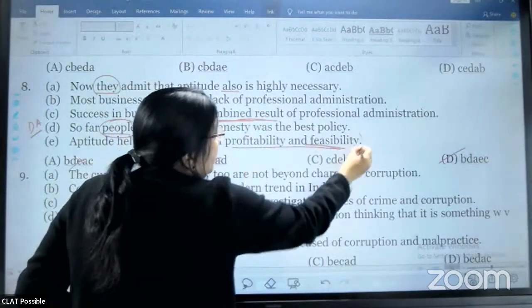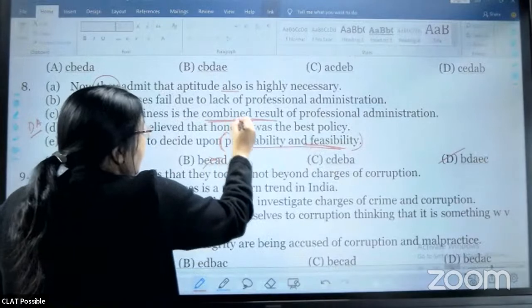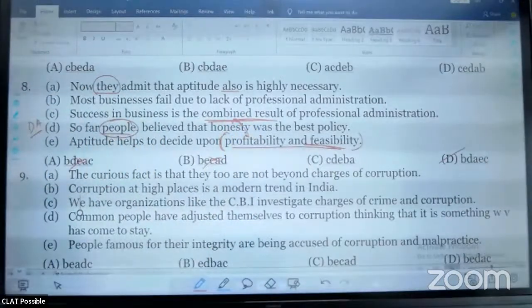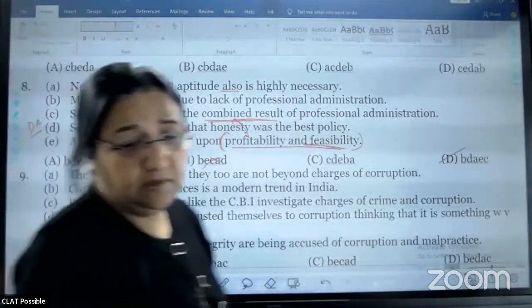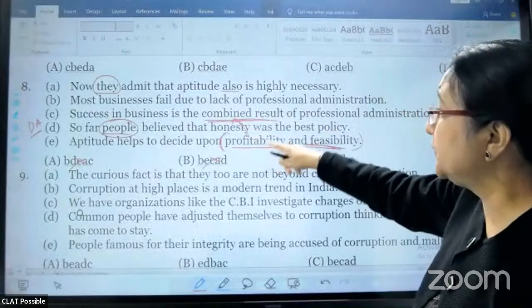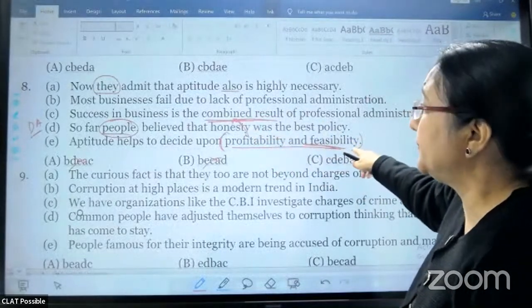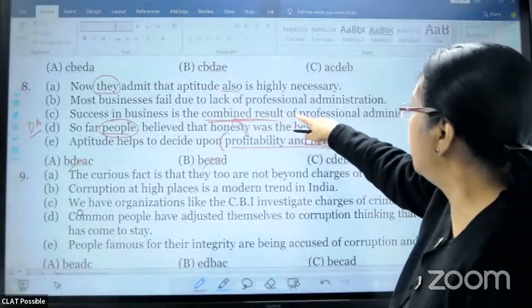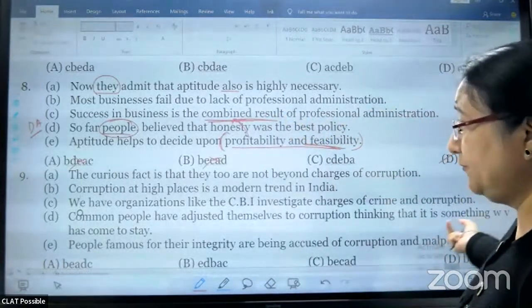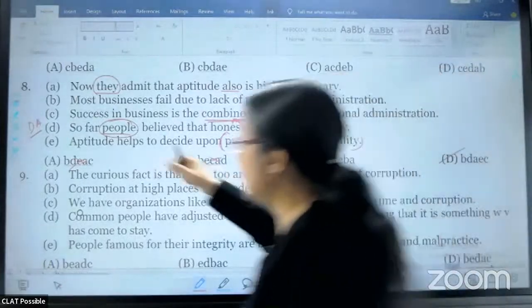Look at this, बेटा, please pay attention, isn't this a combined thing that is being talked about? Did you see this clue also? Aptitude helps to decide upon profitability and feasibility. Success in business is the combined result of professional administration. So I don't have to go that far. I'm hiding again.